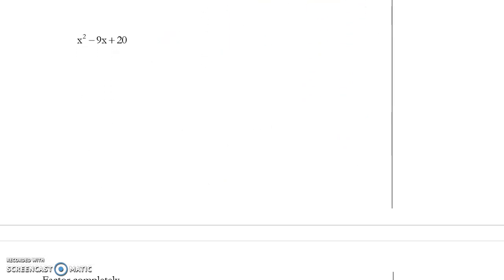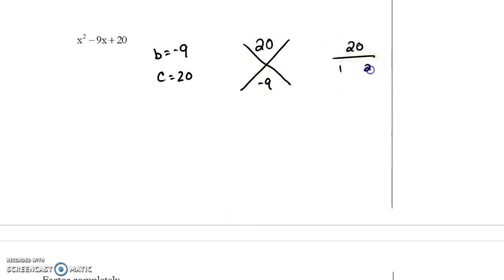So let's look at another one together. It's already in standard form. B is negative 9 and C is positive 20. So I set up my box problem. C on top, B on the bottom. What multiplies to 20? That's 1 times 20.